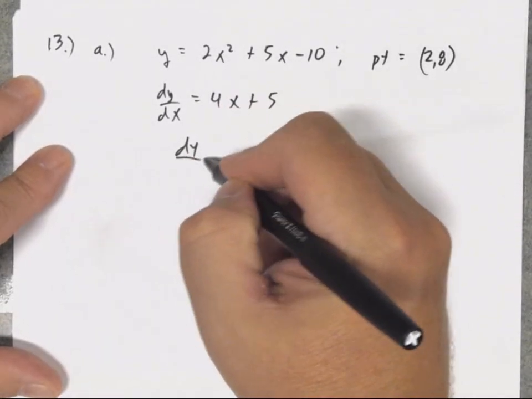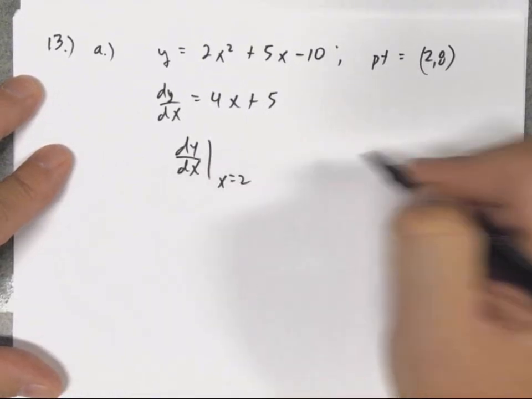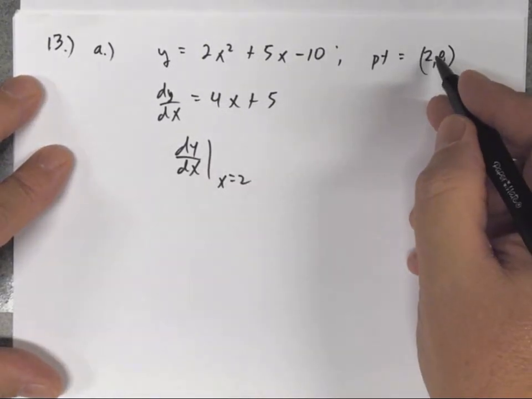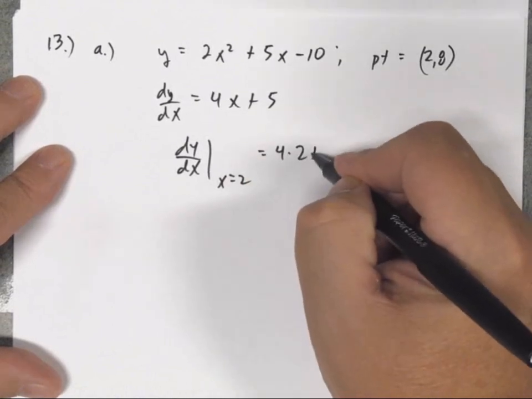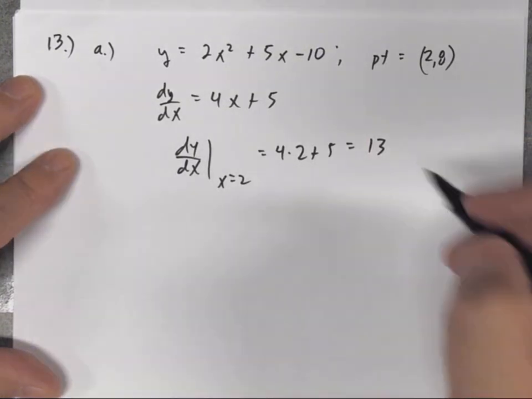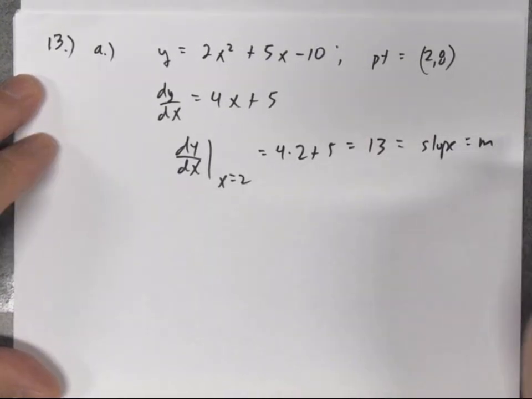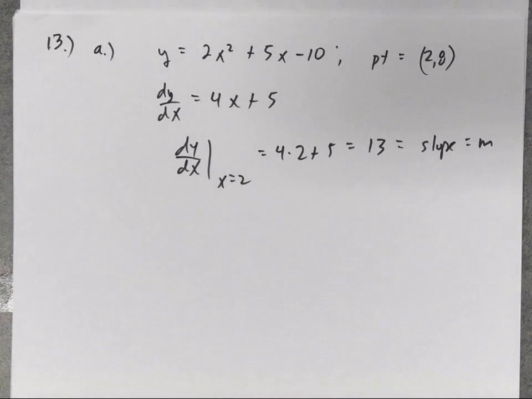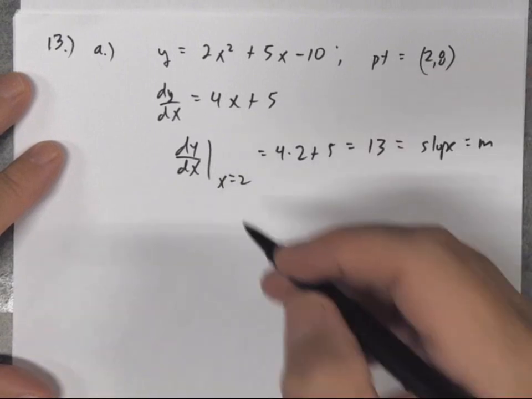And then I can write it this way. The derivative when x is 2, so that's the point we're talking about, 4 times 2 plus 5. So that's going to be the slope of my tangent line, 13. So I've got my point, I've got my slope of my tangent line.